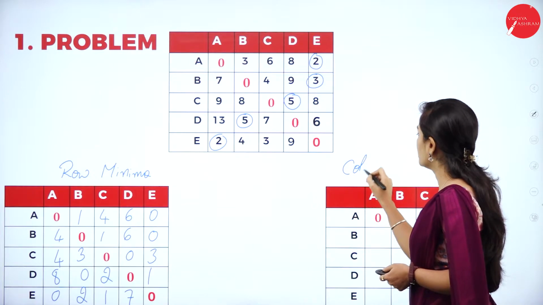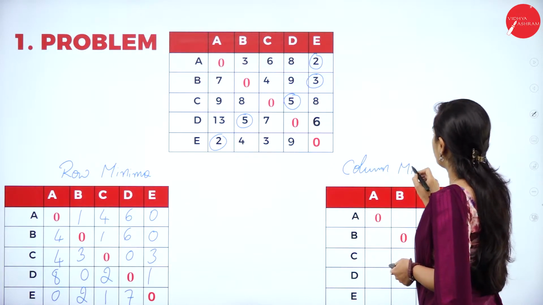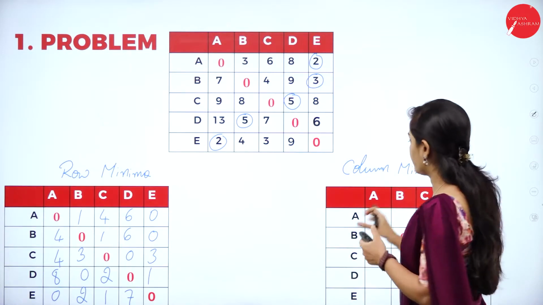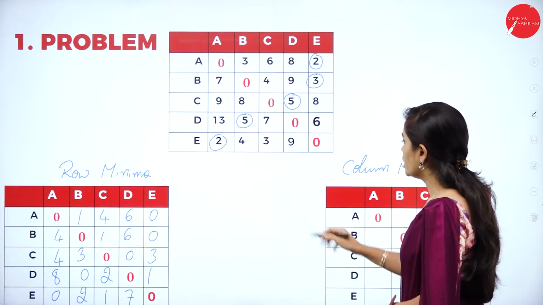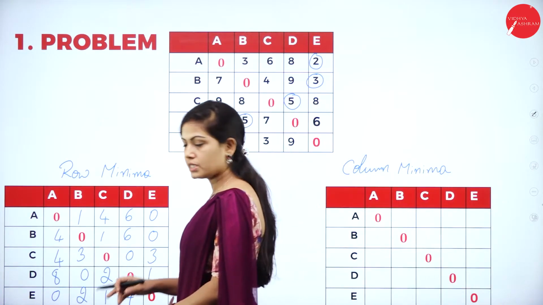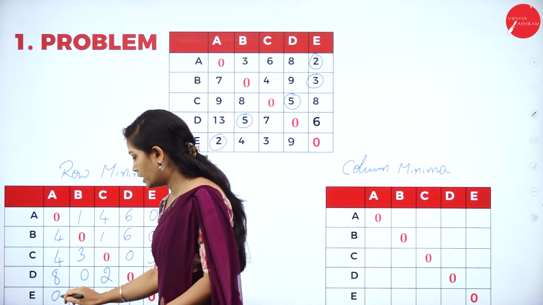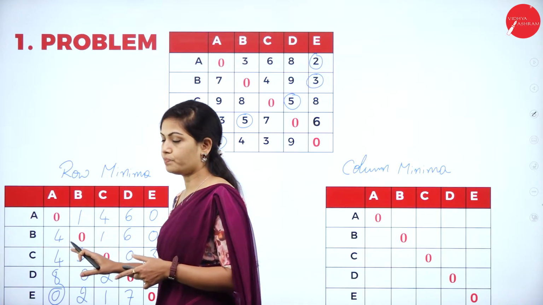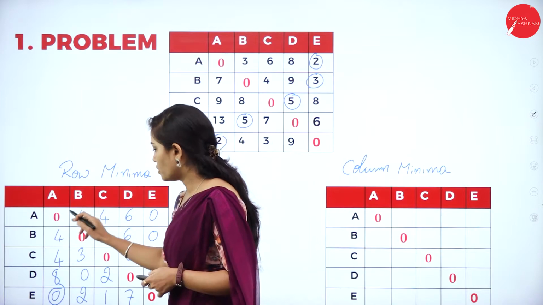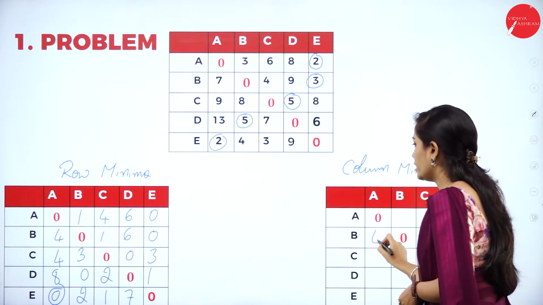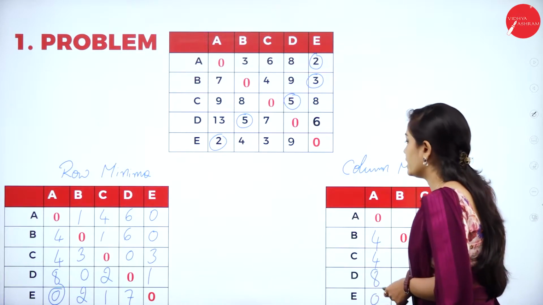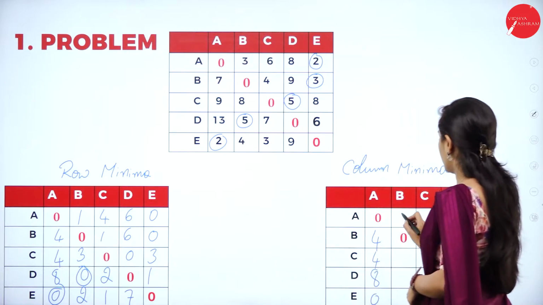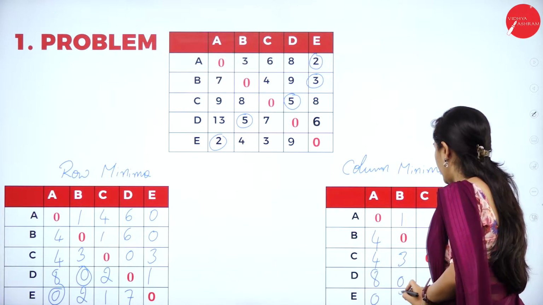Now I will find out the column minima. By using the row reduction values, I can find out the column reduction values. In the first column, the least value is 0, but not this 0, you are not supposed to consider this 0 as the least value. In the second column, the least value is again 0, so you will get the same values: 1, 3, 0 and 2.